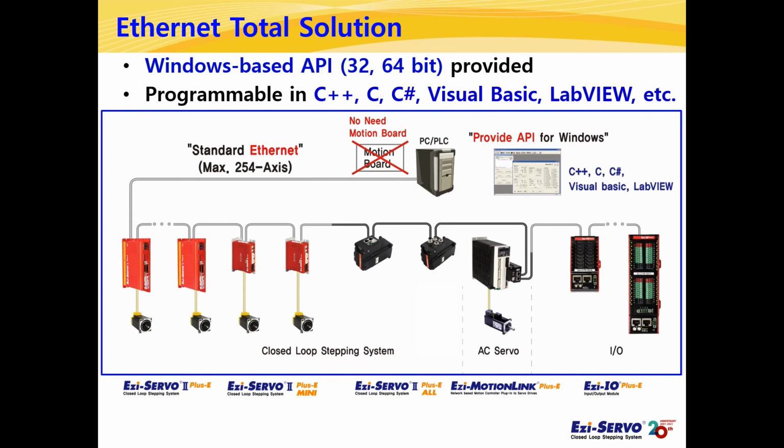In summary, in the case of a single application, especially a small device, FASTECH's Ethernet products have a built-in motion controller, so a motion board is unnecessary as described before. Using a standard Ethernet network, you can configure and control the entire machine through one Ethernet network, including stepping motors, servo motors, and digital I/O modules. This is the meaning of the total solution we aim for.